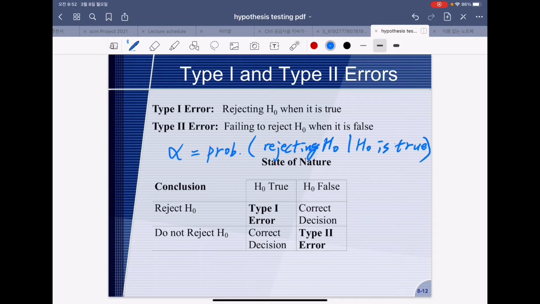So when you do the hypothesis testing, there is always a possibility of making errors because there always exists the sampling error, right? You are taking samples from population, right? And then you compute the sample statistic, right? So using the sample statistic, you infer something about the population, right? So in that case, there is always a possibility of making errors, right? So you have to set the level of making errors, right?